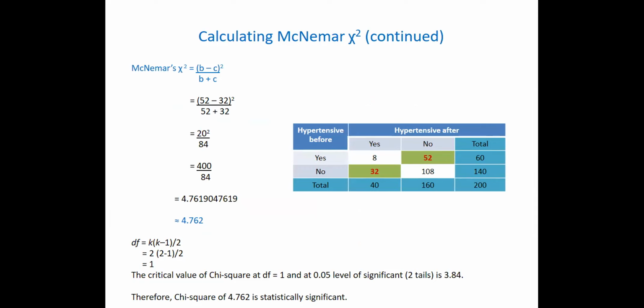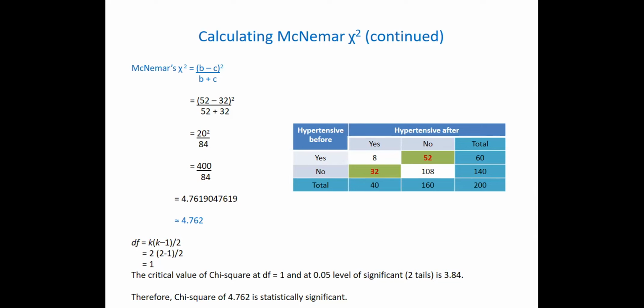So 52 minus 32, 20. You square 20, it's 400, over 52 plus 32, 84, to give you 4.76. It gives you the same value. Can you see? It's a fast way of doing it, rather than saying observed minus expected. So it's intelligent people that discovered it too.